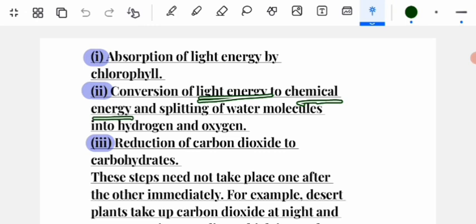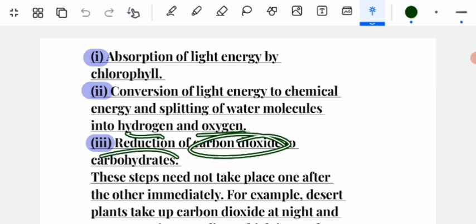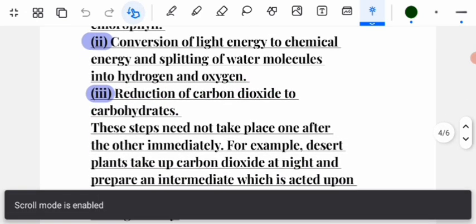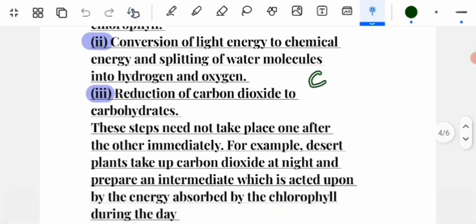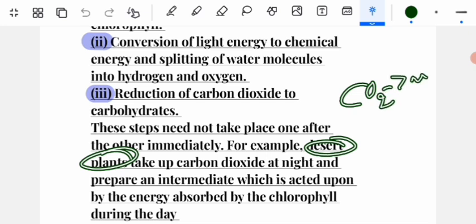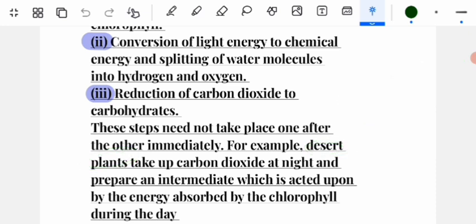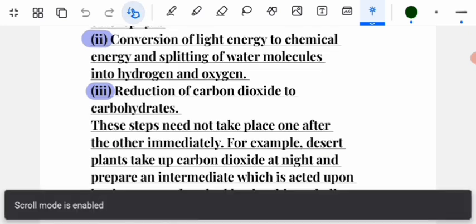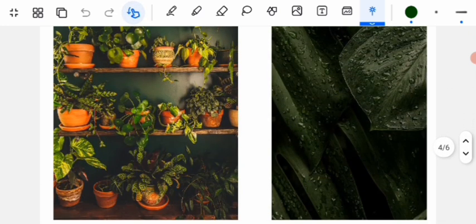Then the chemical energy, there is a splitting of water molecules into hydrogen and oxygen, and there is a reduction of CO2 to carbohydrates. One more thing to remember: there is no fixed sequence like after taking CO2 I have to take H2O, then I have to take sunlight. There may be a mixing also. For example, desert plants take CO2 at night and wait until day comes. Then when the day comes, the chlorophyll takes the light energy and they prepare their own food. Like that it happens. Okay, how nice these diagrams are.